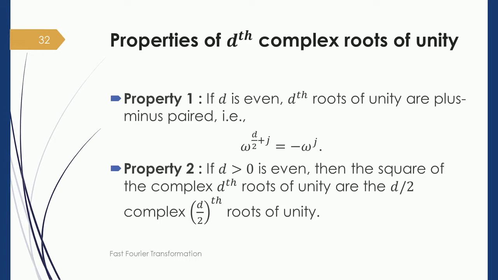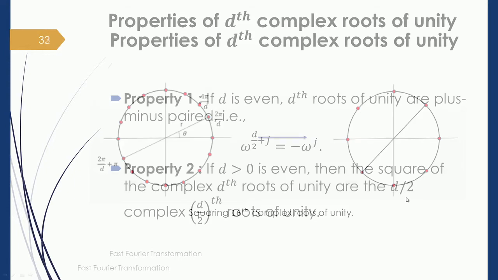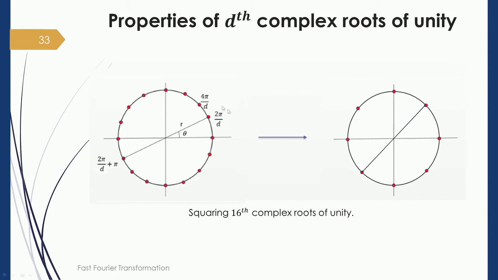So when d is even, let us consider the square of each of the complex dth roots of unity. So you will have d such complex dth roots of unity. If you square each one of them, you will essentially obtain the set of d by 2 complex roots of unity. There's going to be d by 2 of them. So let's look at a picture to illustrate this point. So here on the left hand side, we have the 16th complex roots of unity, and we have a total of 16 such complex roots of unity, starting at 1, omega, omega squared, and so on up to omega raised to the 15.